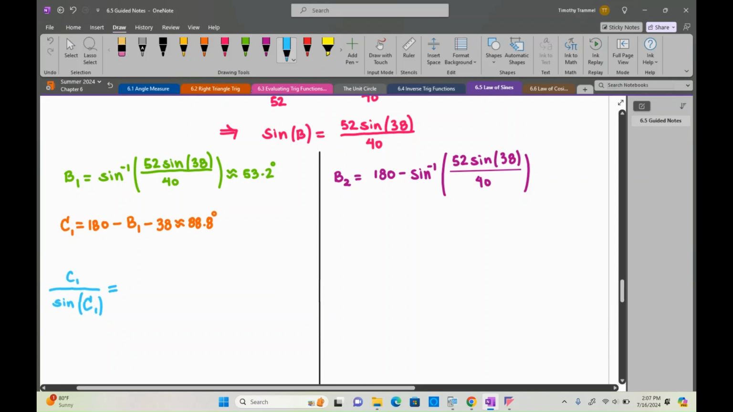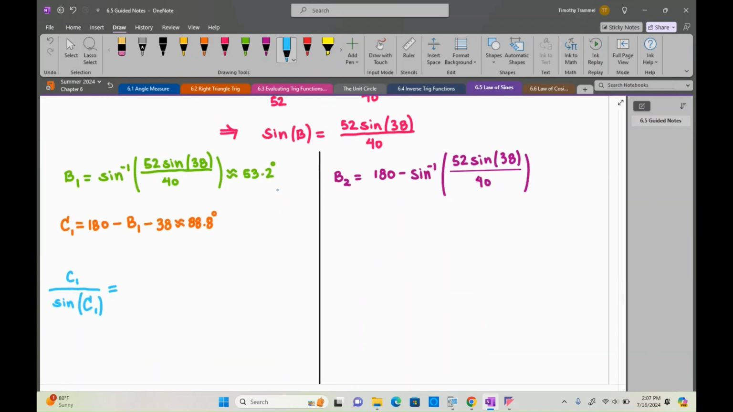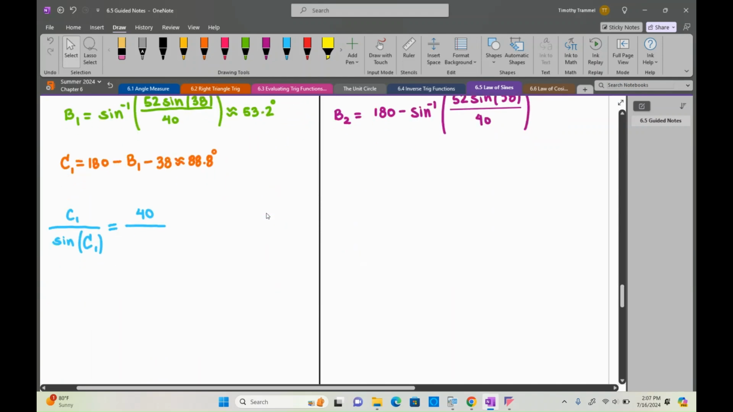And this is all equal to, and if we arrow up, we could use little a, which is 40 on the top here, divided by sine of big A, which is 38. So sine of 38. Again, we're trying to solve for little c1, so I'm going to multiply both sides by sine of big C1.